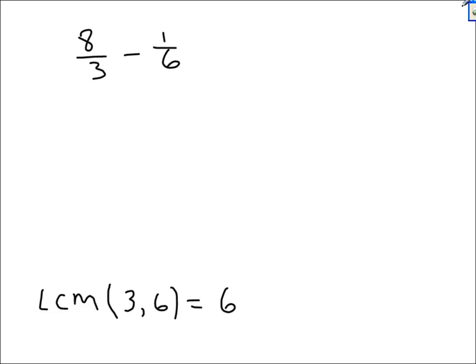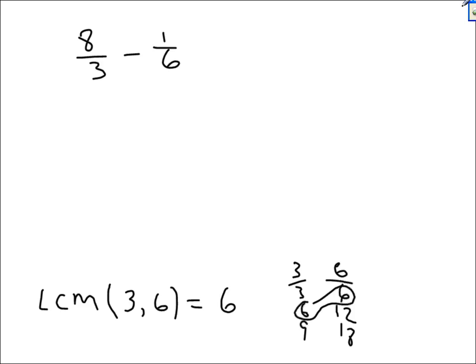You have 8 over 3. You want to take away 1/6. Well, first you want to find the LCD or the LCM of the denominators. 3 and 6. Only 6. On the 6 table you have 6. On the 3 table, 3, 6, 9, you also have 6. And 6 is the first common multiple.